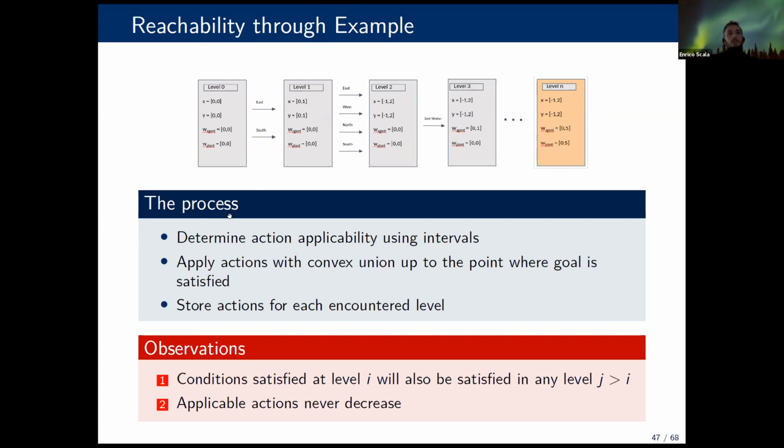So the observation for this approach is that all the conditions that are satisfied at some level i will also be satisfied in any level j that is greater than i, and this is because there is some sort of monotonicity in the actions that are applicable.